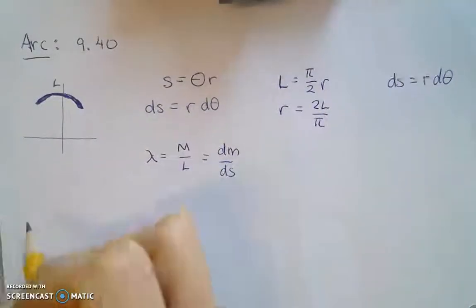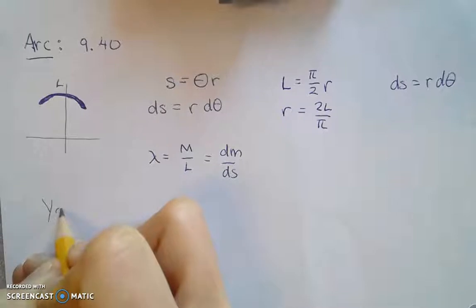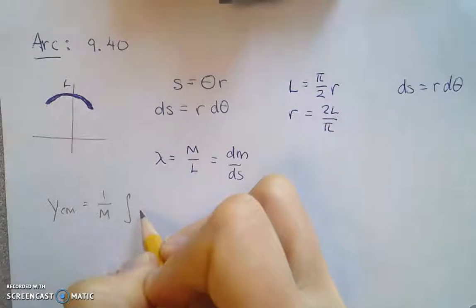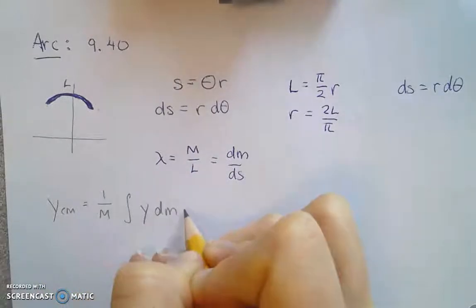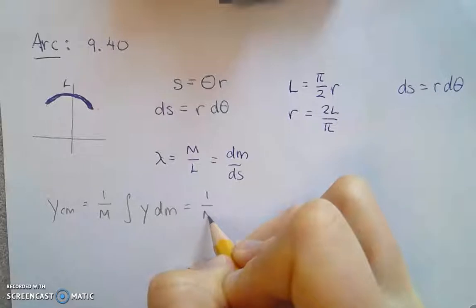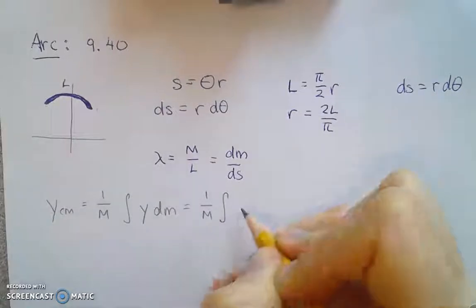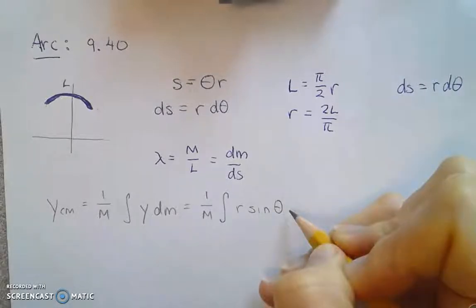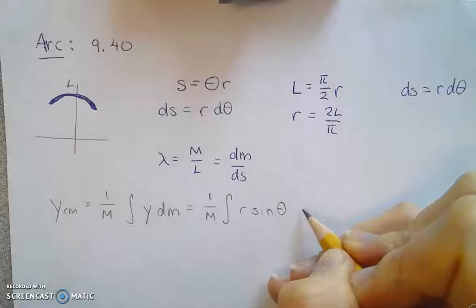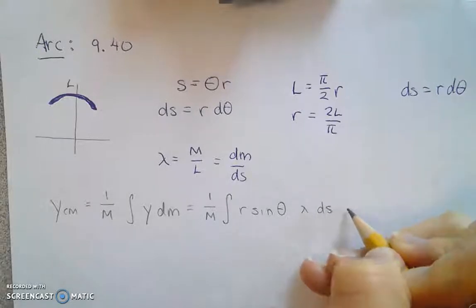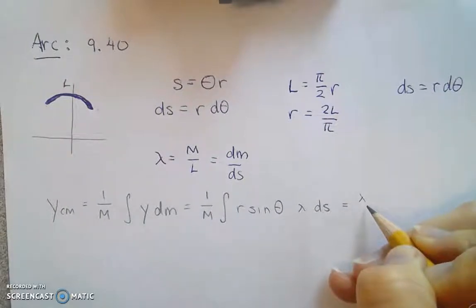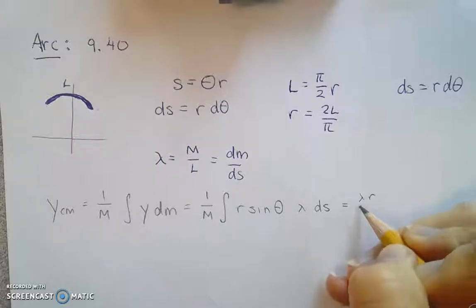Our center of mass calculation is, as ever was, 1 over m integral of y dm, which in this case is going to be 1 over m. Ooh, polar form. Let's convert y into r sine theta. And dm, we said, was lambda ds. That gives us lambda. Check. R is constant? Yes, R is constant. R over m.